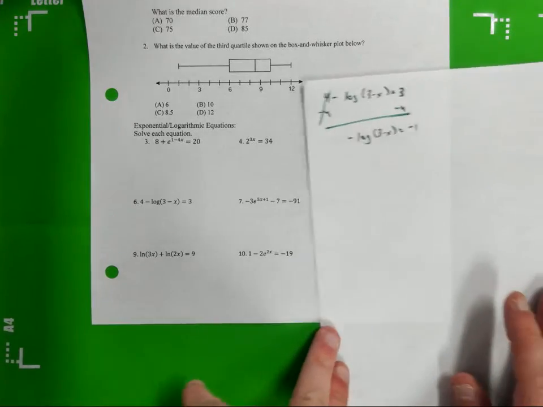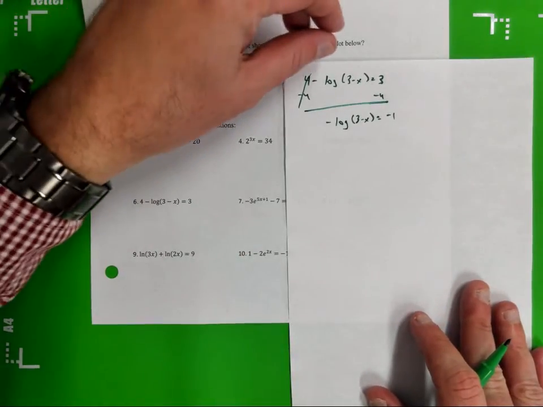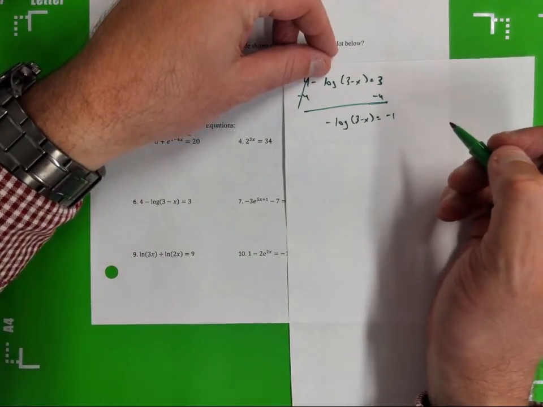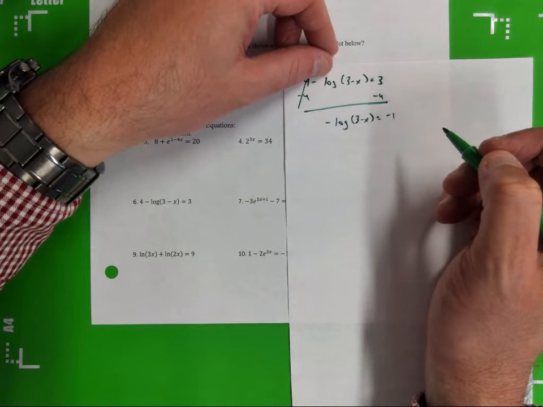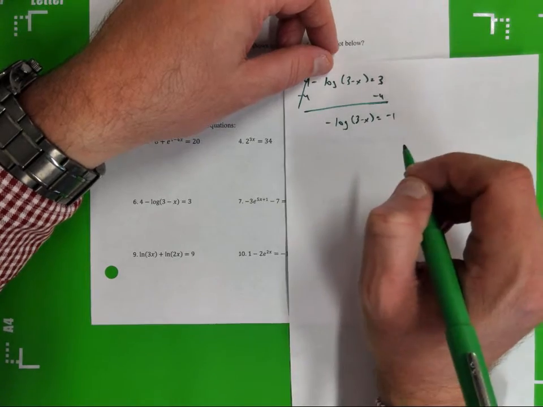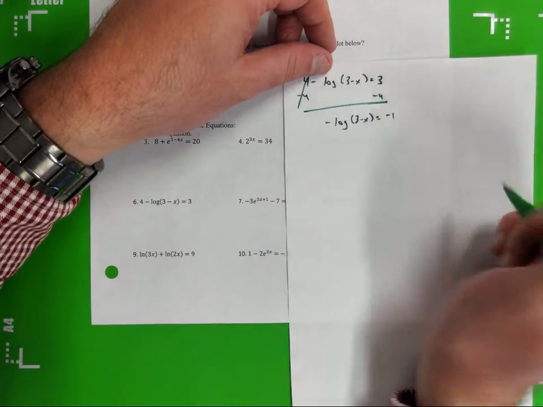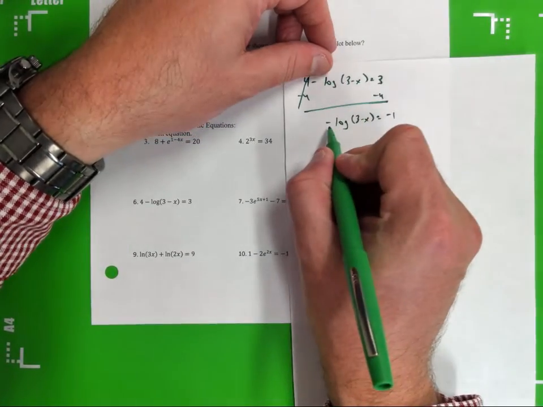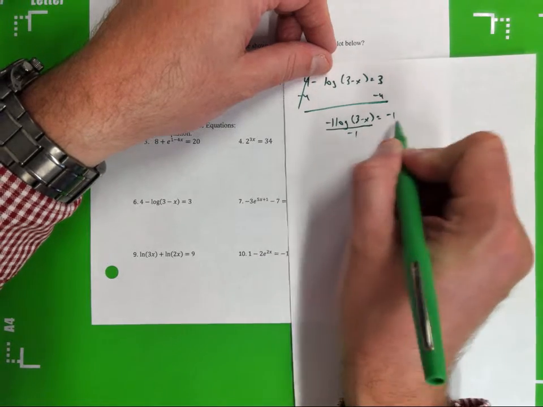Sam, what's the next thing I would do? Oh, put it into the other form. Yeah, we're close to that, but we're not quite ready for that. What's the first thing I need to do? Switch the log to positive. Yes, divide by negative 1.